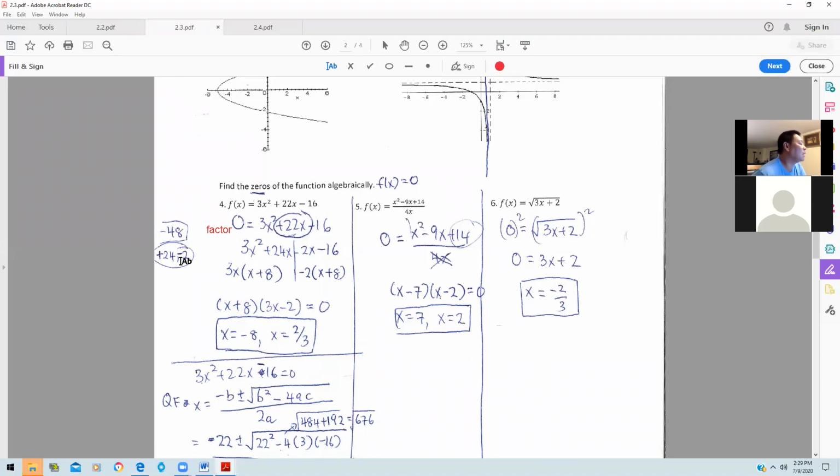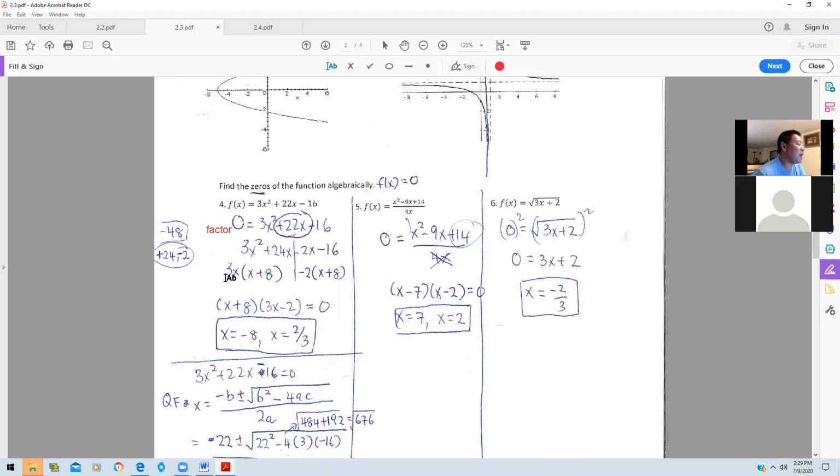And when you multiply these two numbers, you get negative 48. So this 24 and negative 2 will break this 22x into two terms. So this 22x is positive 24x minus 2x. And now you got the 4 terms. So you do grouping. You cut this by half.